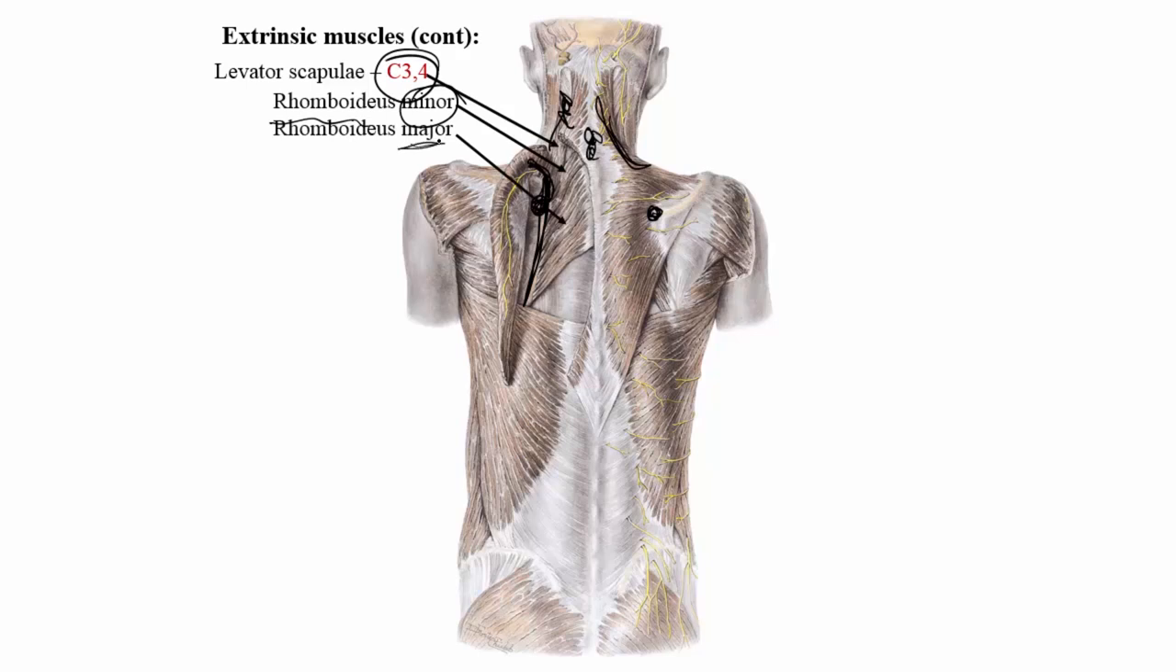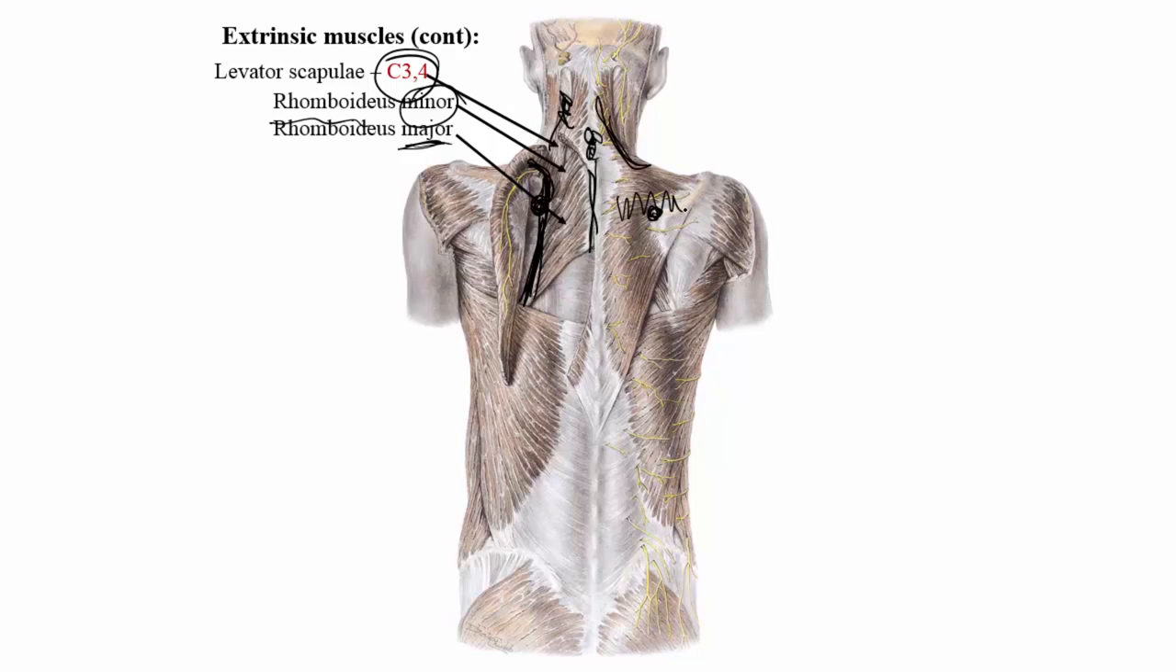It's the larger of the two rhomboid muscles. So you can see it attaching to the vertebral edge of the scapula and then our upper thoracic spinous processes. So these two muscles will help pull the scapula toward the midline, retract the scapula, along with those medial fibers of the trapezius. And you can see that they're somewhat obliquely oriented.